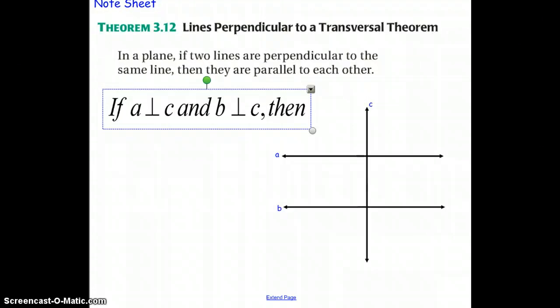Our theorem that we're going to start with for this unit has to do with lines being perpendicular to a transversal, and we will discuss what a transversal is in a minute. So in a plane, if two lines are perpendicular to the same line, so we're given A is perpendicular to C and B is perpendicular to C, we can reach the conclusion that A and B are parallel to one another. Okay?